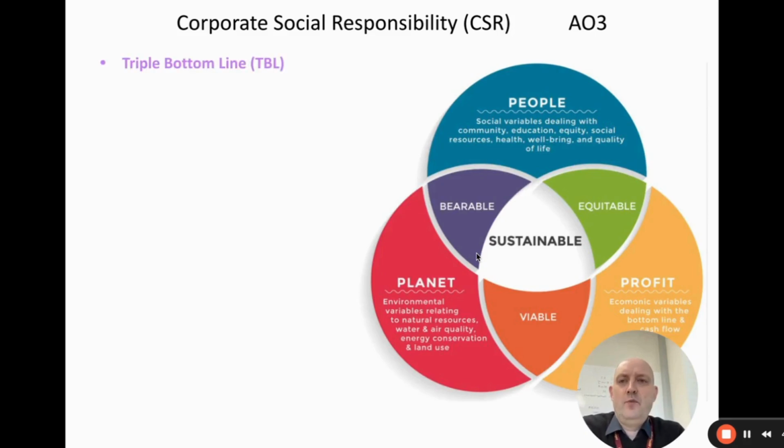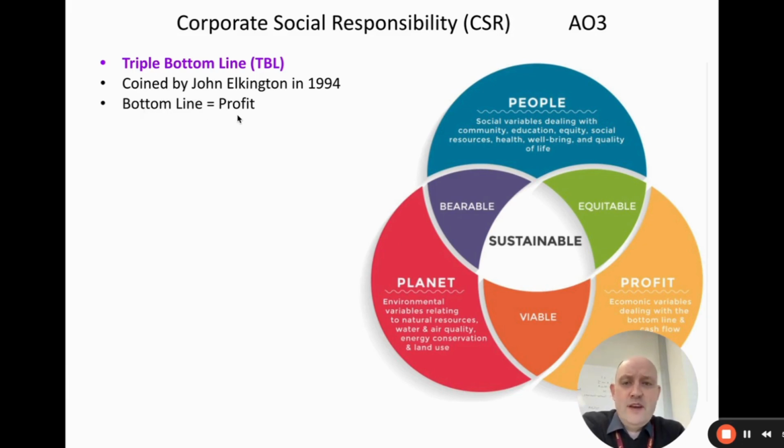On to the next part, which is the triple bottom line. Now, strictly, this is actually not part of the syllabus, but it goes so nicely into this part of the syllabus. This is something that was coined by John Elkington in 1994, apparently. Basically, the triple bottom line comes from the term bottom line. Bottom line historically means profit. The reason it's called the bottom line is under the profit and loss, when you get to that chapter, at the bottom is the profit that's remaining after everything's been deducted.